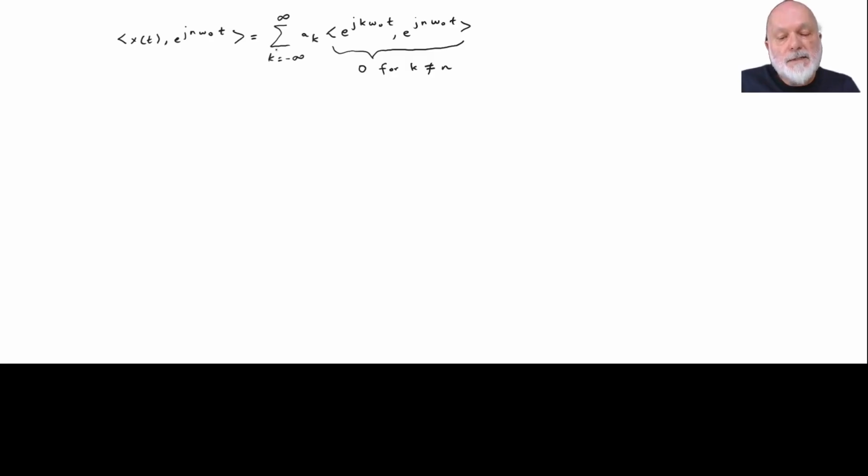As you see in this series expansion, k is our variable index and n is the index which is fixed. So k can take values from minus infinity to plus infinity, but for all values of k different from n, this inner product will give us 0. Therefore, this expression will be non-zero only when k is equal to n, and in that case a_k will be equal to a_n, and we will have the inner product of e to the j n omega 0 t with itself.